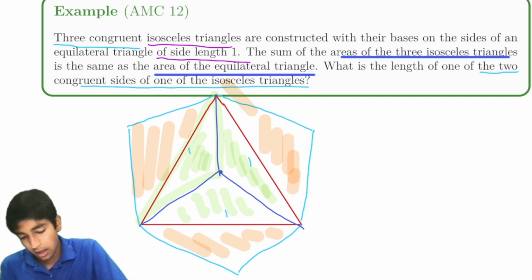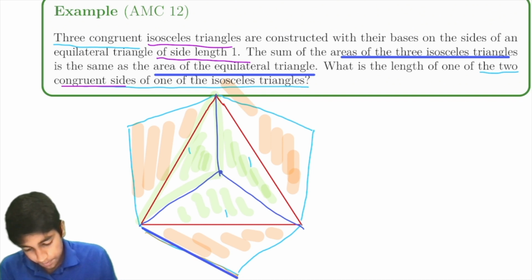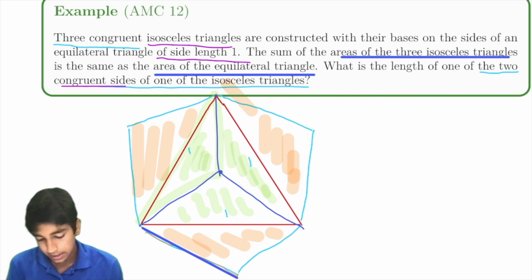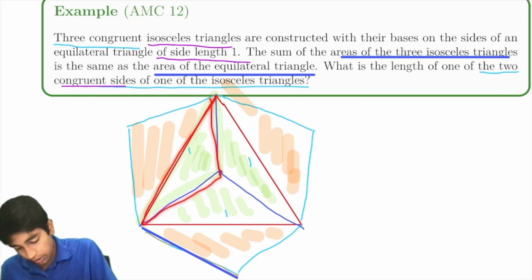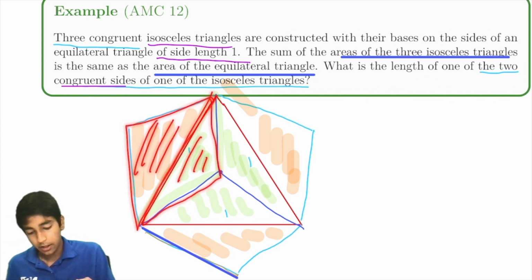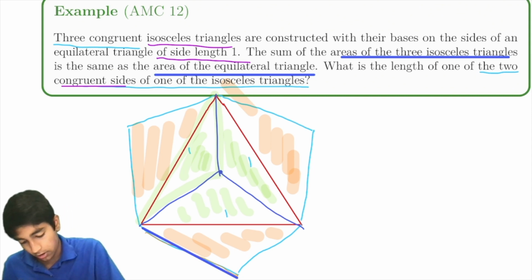But we're asked to find the length of one of the congruent sides of the isosceles triangle. This one. Or this one, let's say. So, how do we use this fact that the equilateral triangle has side length 1 to find this isosceles part over here? Well, the cool thing you can actually see is that these two triangles are congruent to each other, because they have the same area, they have the same base, and so they have the same height. And they're both isosceles triangles.